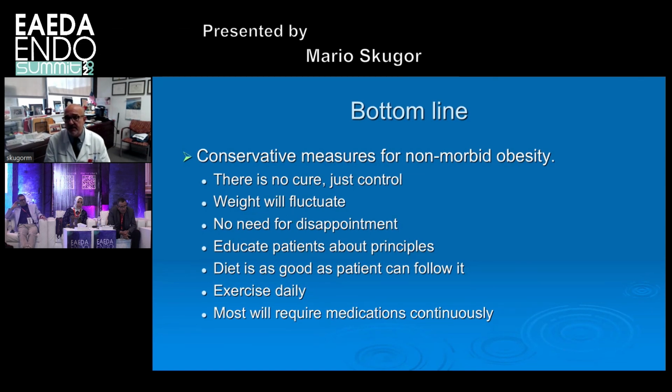Patients should understand this. You have to educate the patient about the principles of diet and exercise and the medications used. Diet is as good as the patient can follow it. There's no diet that is better than another. You should advise the patient to exercise daily, not 3 days a week, not 5 days a week, daily. And most of the patients who will be started on medication will require this medication continuously. They should not be stopped, because when you stop it, there is a regaining of the weight.